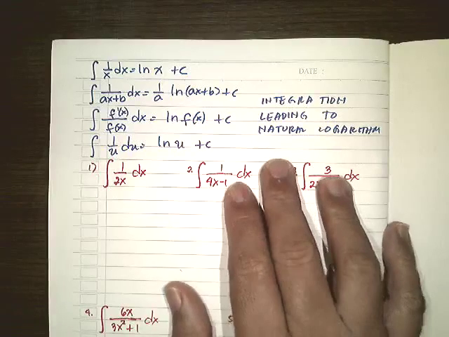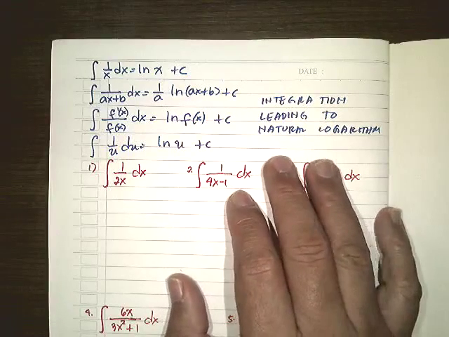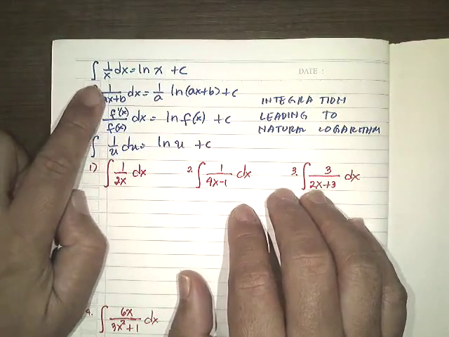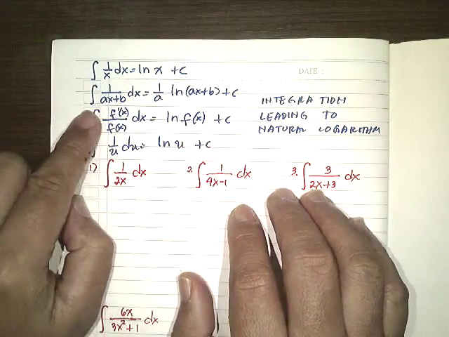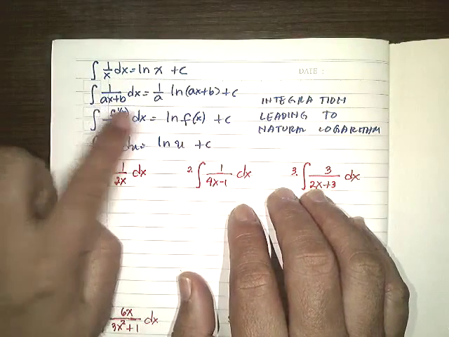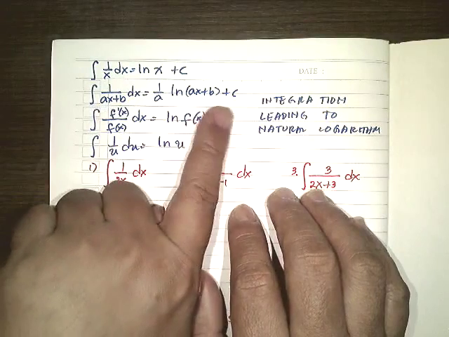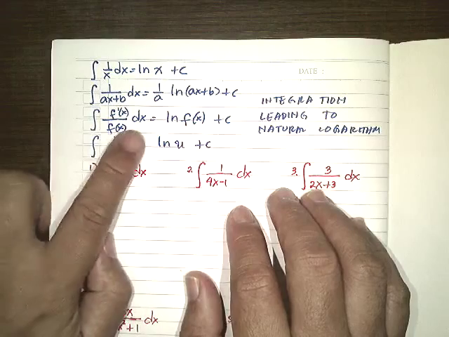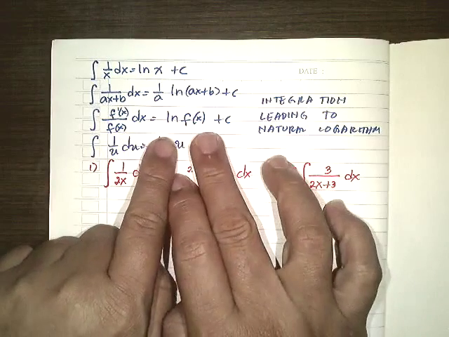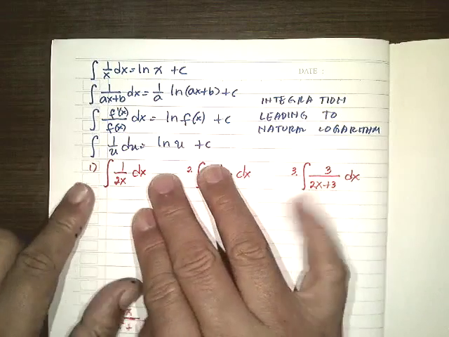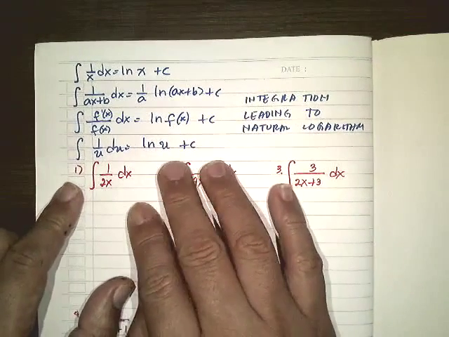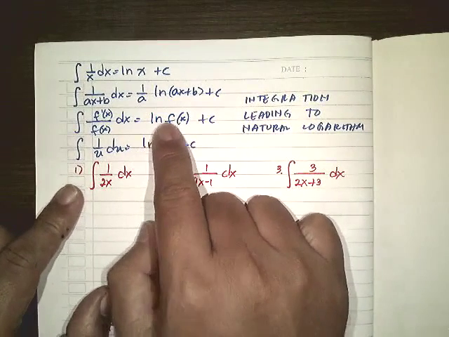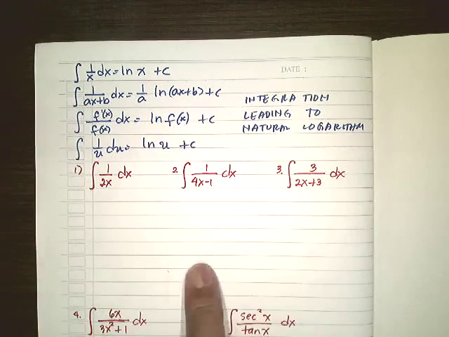In this video, we're going to discuss integration leading to natural logarithm. We are going to use the following formulas. The integral of 1 over x is ln x. The integral of 1 over ax plus b is equal to 1 over a ln of ax plus b plus c. The integral of f prime of x over f of x dx is equal to the natural logarithm of f of x plus c. The integral of 1 over u is equal to ln u plus c. Actually, these two, formula number 3 and 4, are actually the same formula.